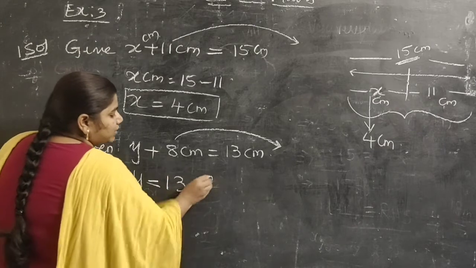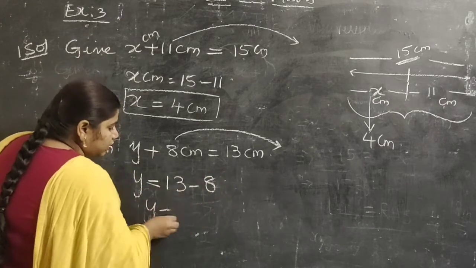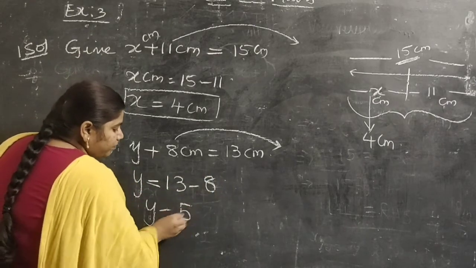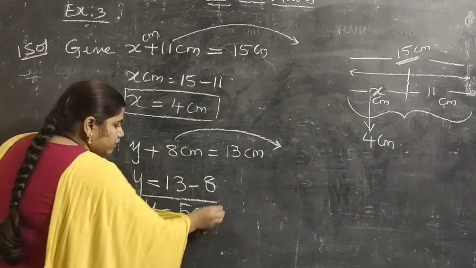That is 13 minus 8. So y is equal to 13 minus 8, which will be 5 centimeters. So what is the y value there?